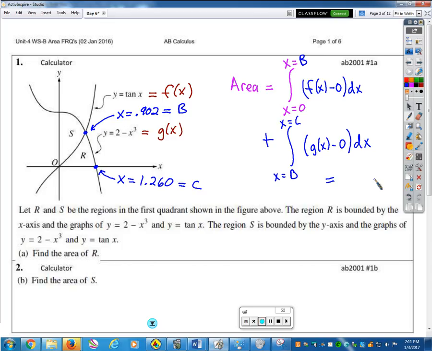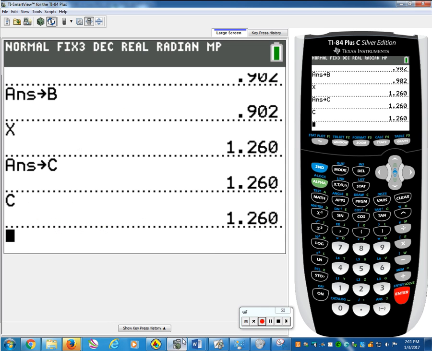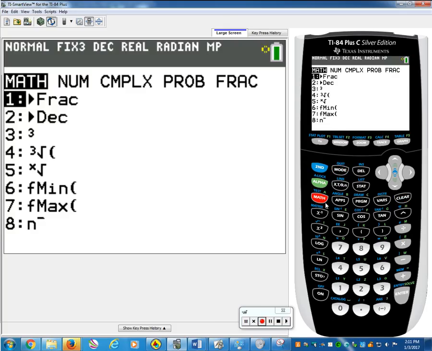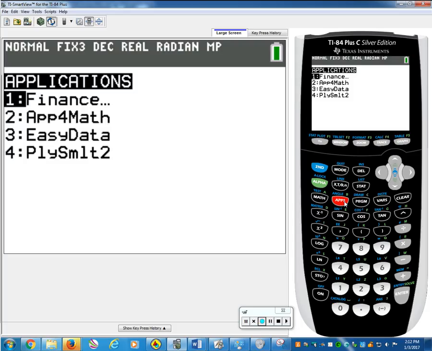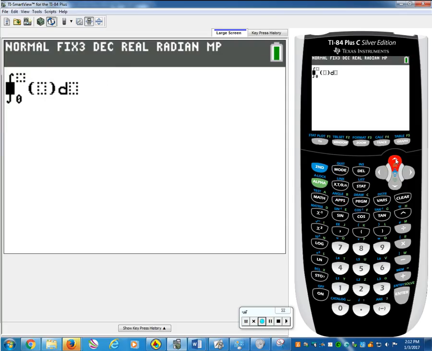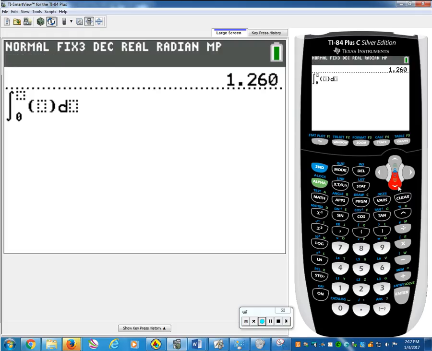So now it's a matter of just punching the calculator enough times to get the right result. So second quit. Clear that off. Math 9. We go from 0 to B. Just type in B, alpha B. Wrong button. There we go, alpha B. Over here, I need to use f of x, which is in my Y1. You don't have to type subtract 0 if you don't want to. dx.